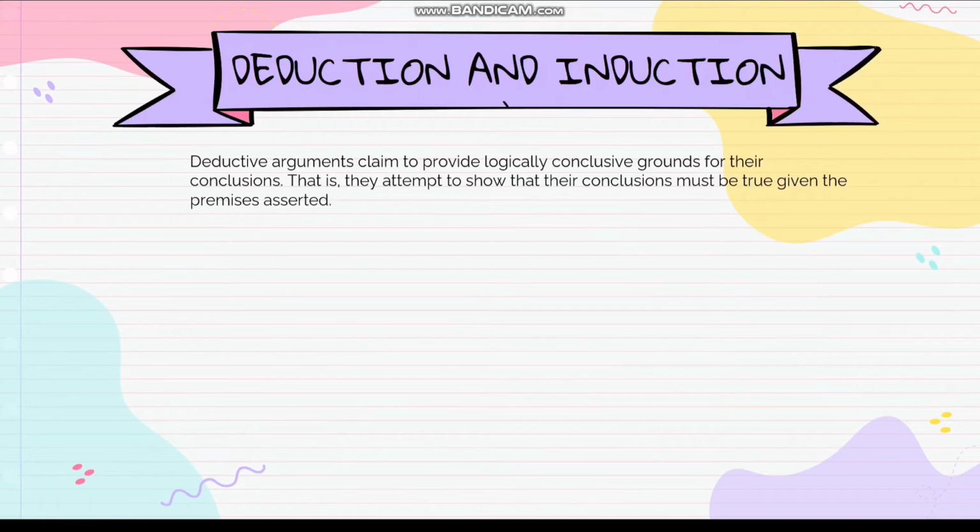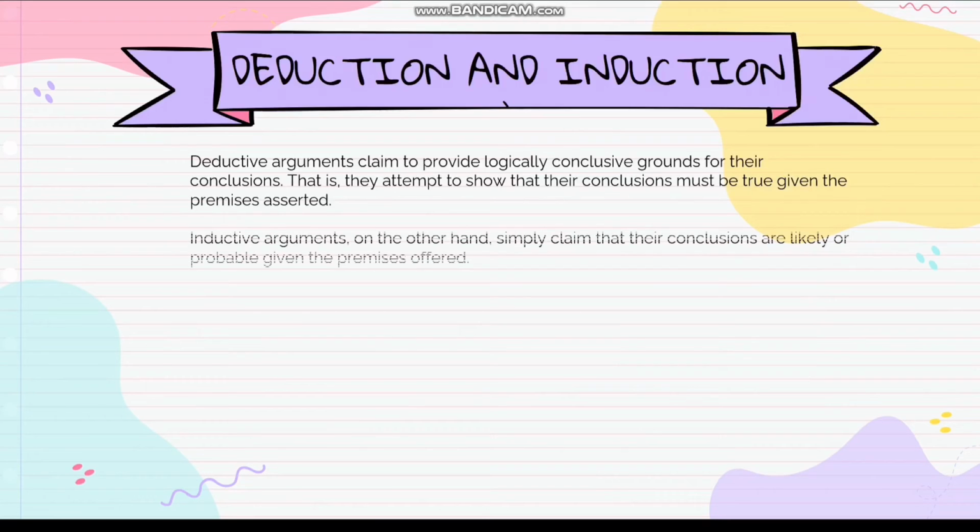Deductive arguments claim to provide logically conclusive grounds for their conclusion. That is, they attempt to show that their conclusions must be true given the premises asserted. Inductive arguments, on the other hand, simply claim that their conclusions are likely or probable given the premises offered.